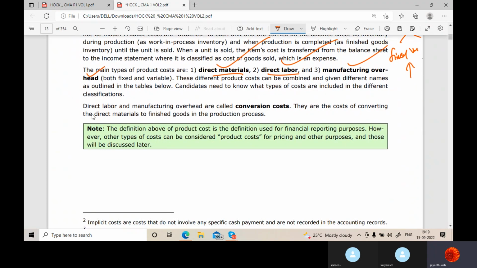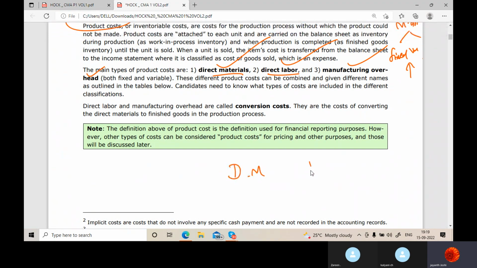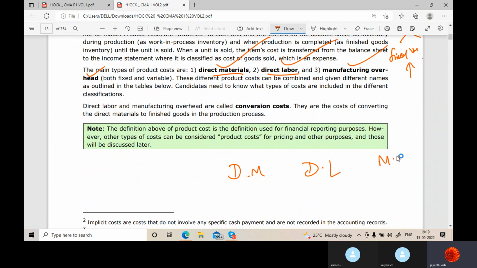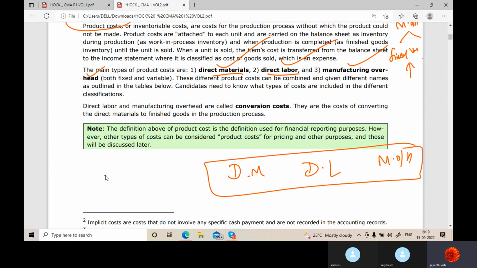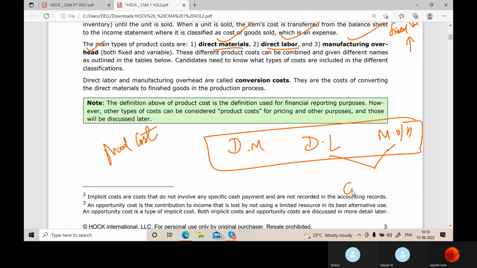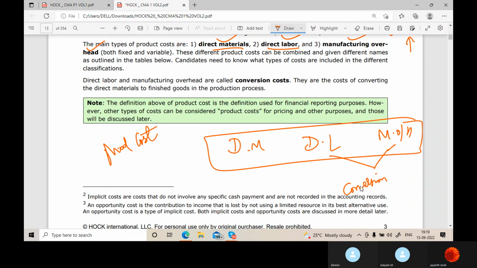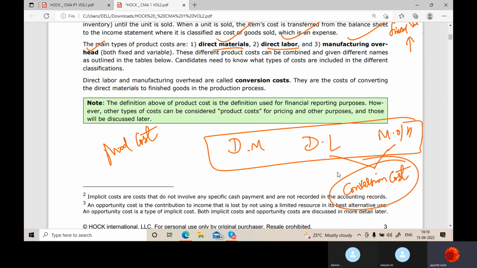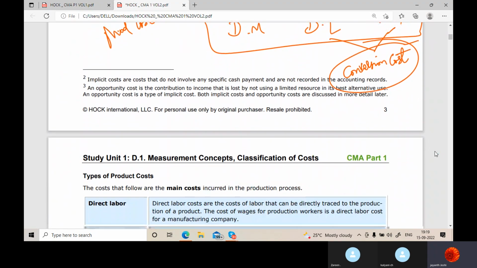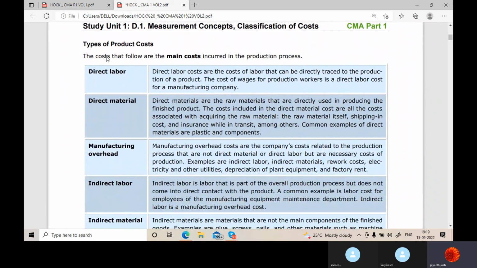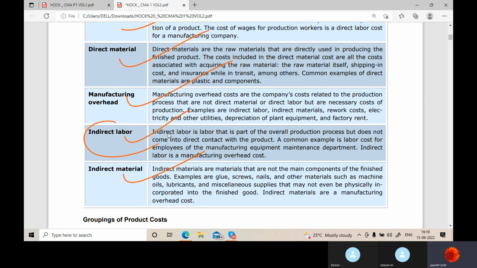Direct material, direct labor and manufacturing overheads are all product cost. And of these, these two are conversion cost, especially because these two are involved in converting the raw material into finished goods. So these are the product costs: labor, material, manufacturing overhead, and even the indirect labor and indirect material.